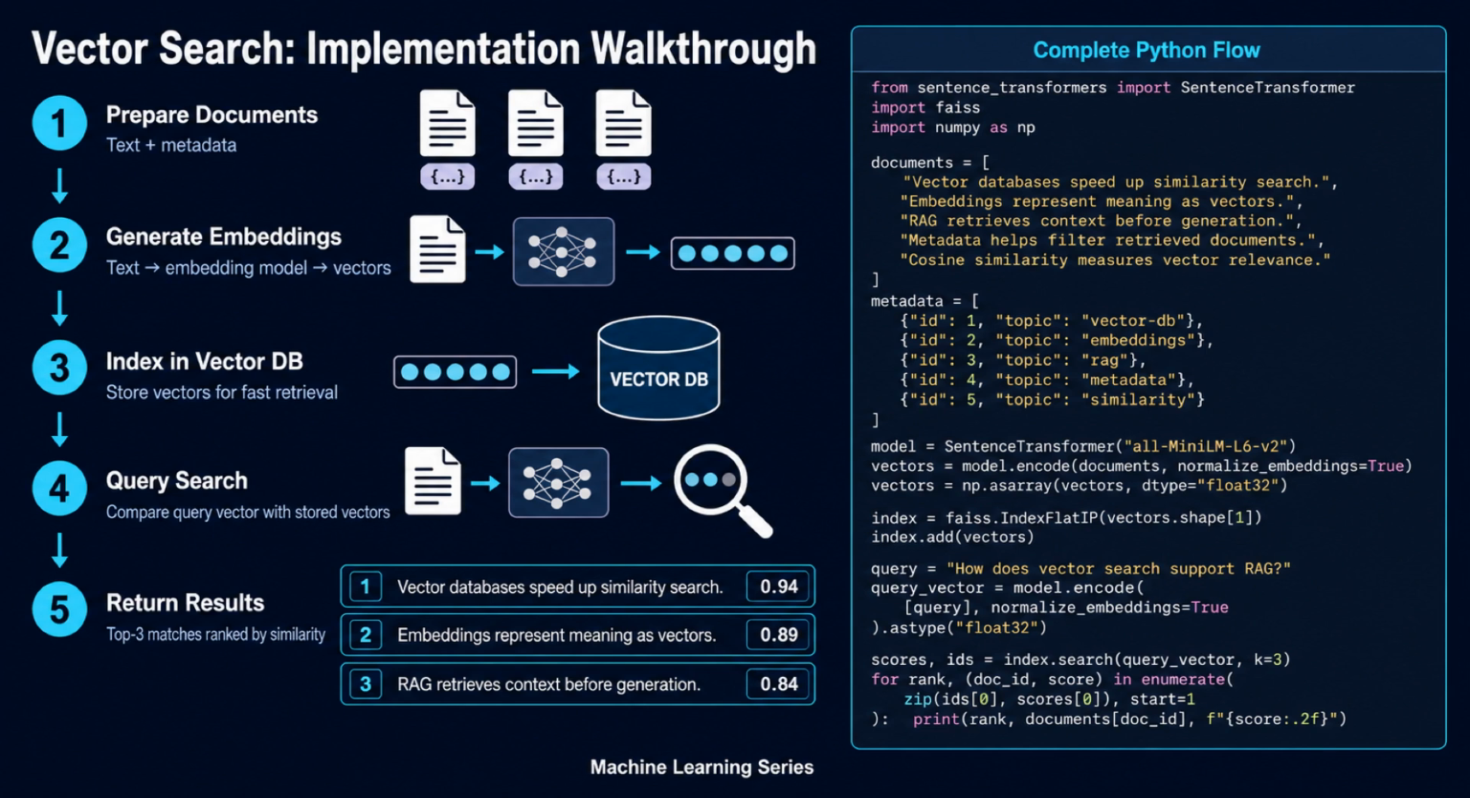Step 1. Prepare your documents with content and metadata. Step 2. Generate embeddings for each document using your chosen model. Step 3. Index these embeddings in your vector database. Step 4. When a query comes in, embed it using the same model and search for similar vectors. Step 5. Return the top K most similar documents with their similarity scores. The complete pipeline can be implemented in just a few lines of code with LangChain, which handles the integration between embedding models and vector stores.